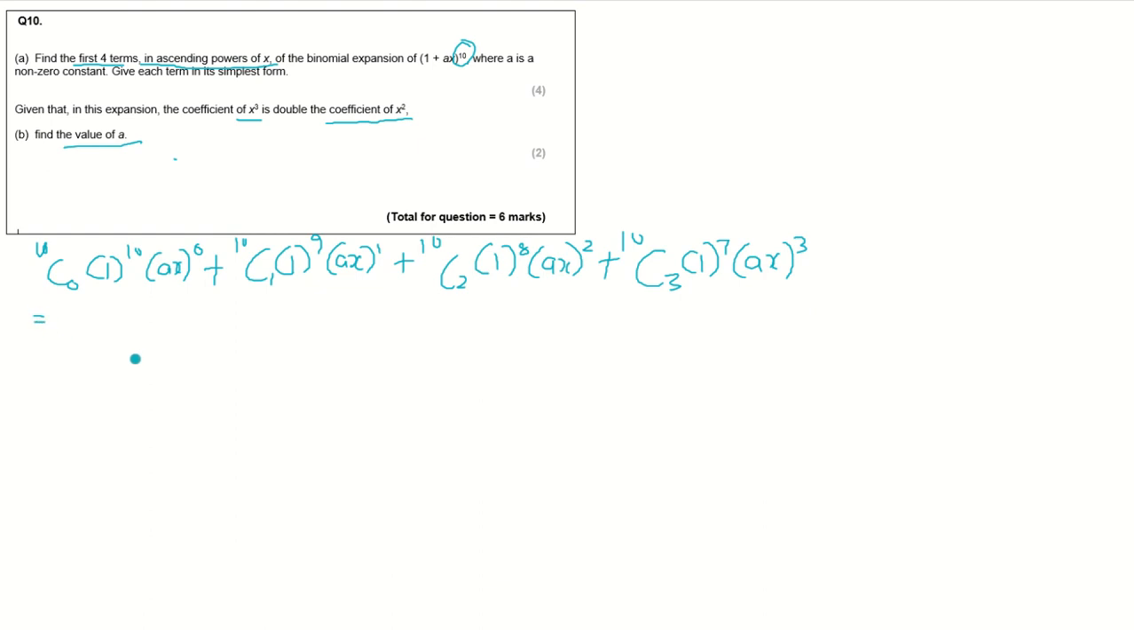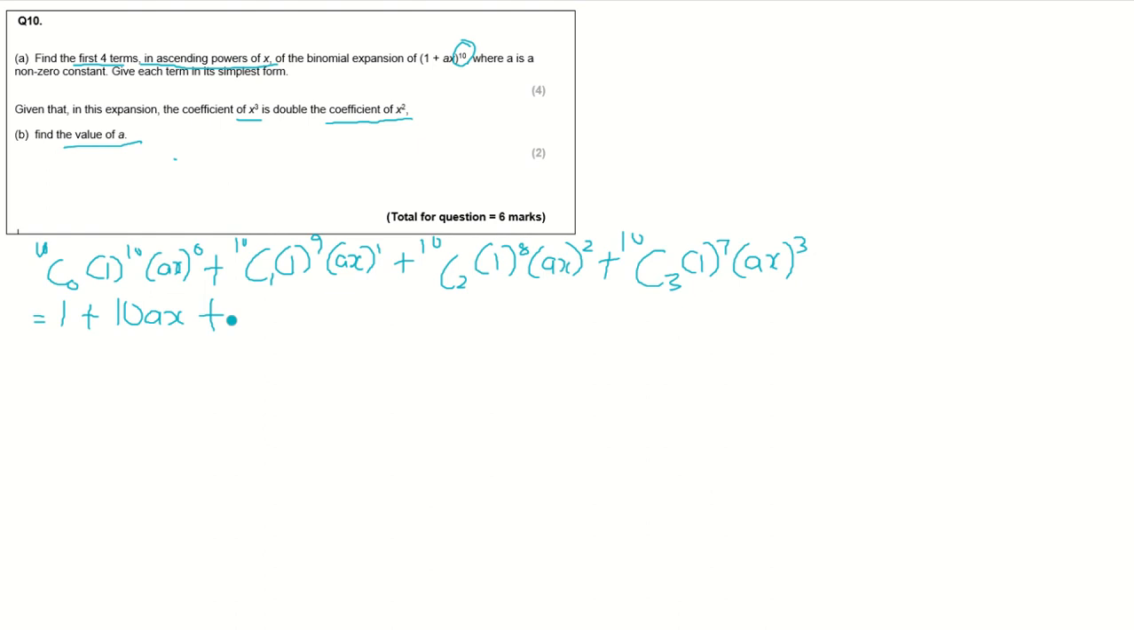Okay, this is calculator work. So 10c0 is 1. Okay, 1 to the power of 10 is 1. Ax to the power of 0 is also 1. Okay, so that's done. Next, 10c1. Let's find that. It should be 10. Okay, and then times 1 to the power of 9. So that's 10ax.